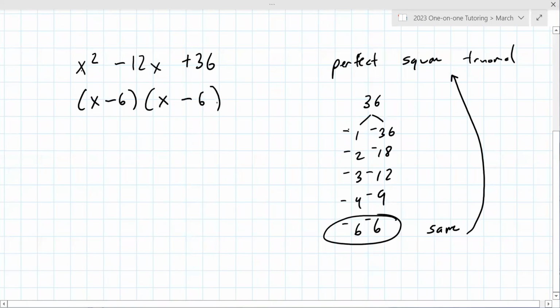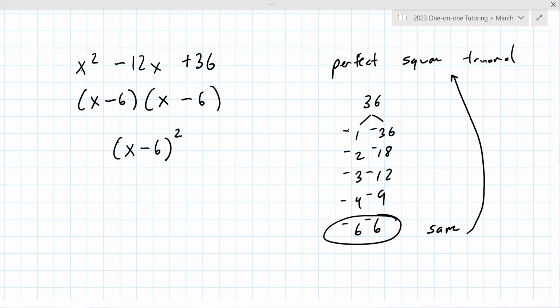Minus 6, like this. Okay, and then another way to write this here is to write it as x minus 6 squared. Okay. Makes sense.